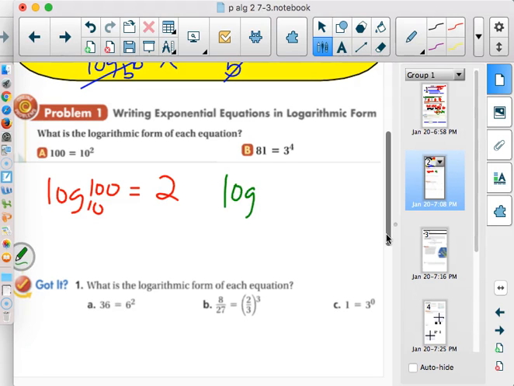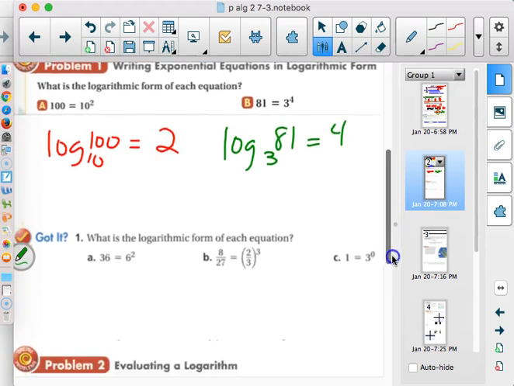What do we use for the base in B? 3. Snail shell, we're raising that to the 4th power. And it gives us 81. Now I'm making my bases kind of big here. They're supposed to be little subscript numbers, but I want to make sure you can see what we're doing as we go through these. Alrighty.